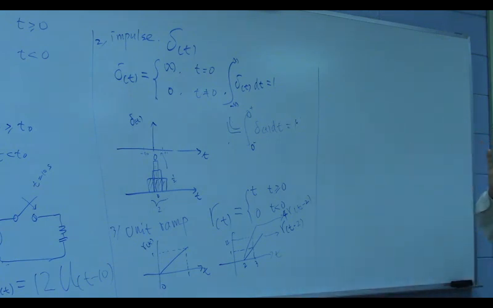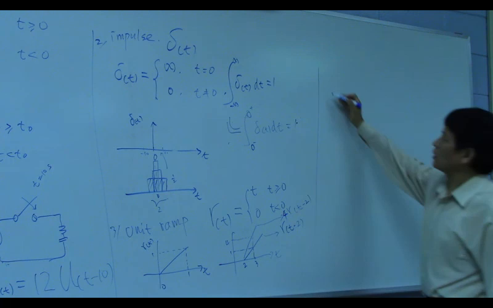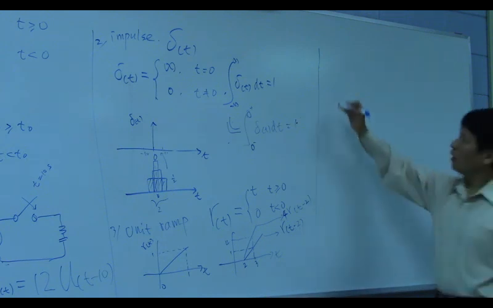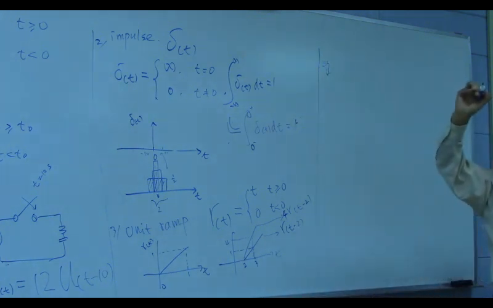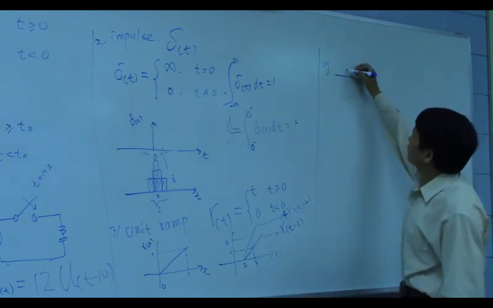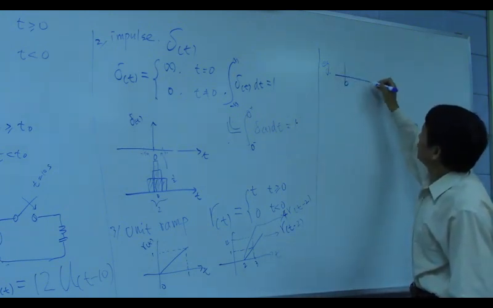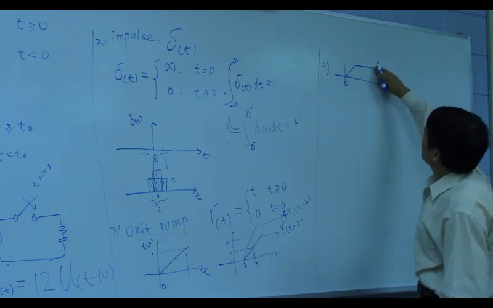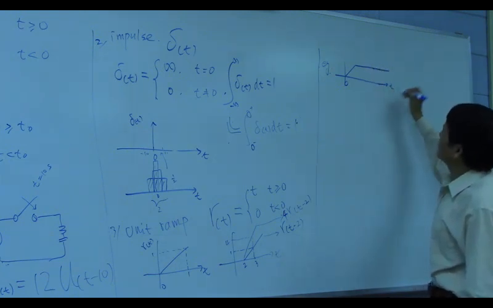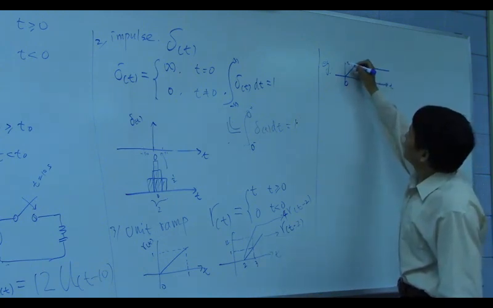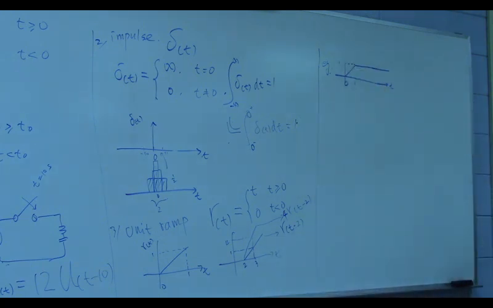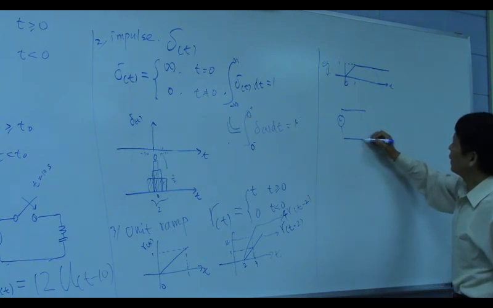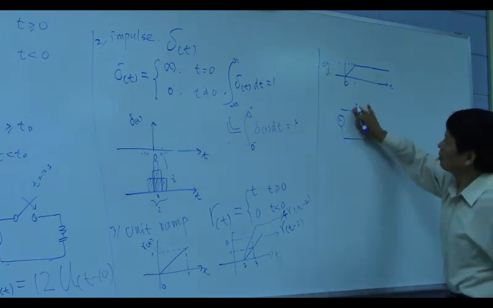These signals are important. One application is that we can represent a signal with these basic signals. For example, I'll give you a system. The input looks like this. This is t. This is 1. We have a signal here, and we have a system here, and we have a switch.